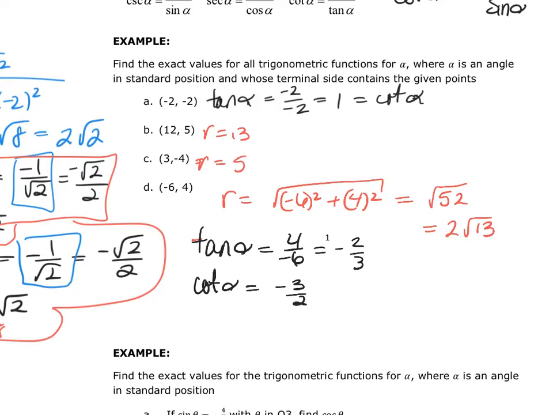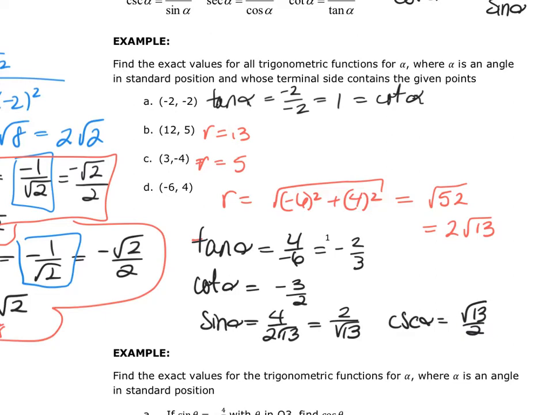The only work I had to do was find my r value. Once I find my r value, I can find my sine of my angle. And the sine of my angle is going to be 4 over 2 root 13. Again, you don't have to rationalize the 13, but you do need to reduce. So you get 2 over the square root of 13. Once you find the sine, you automatically have the cosecant, which is square root of 13 over 2.